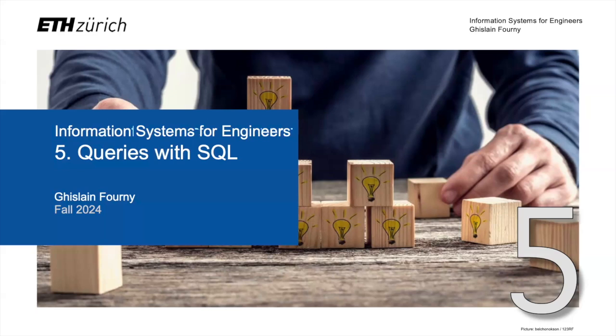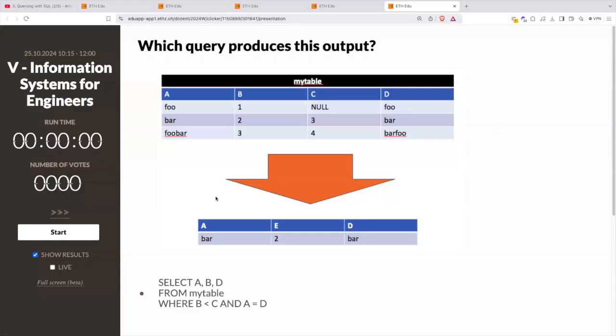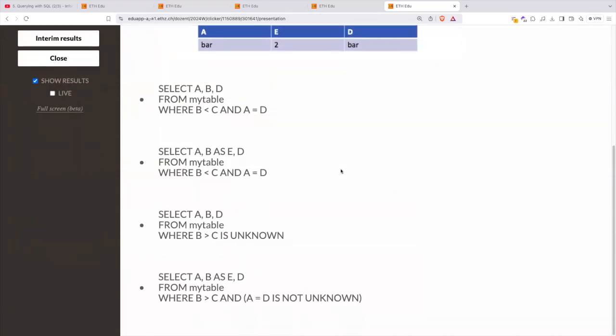So let me just go to this one, for example. Which query produces this output? You can see a table on the top called my table, and then the output is below the arrow. So A, E, D, bar, bar, this is the output that I would like. And I am giving you these four queries, and I would like to know which one of these is giving me the table that is above.